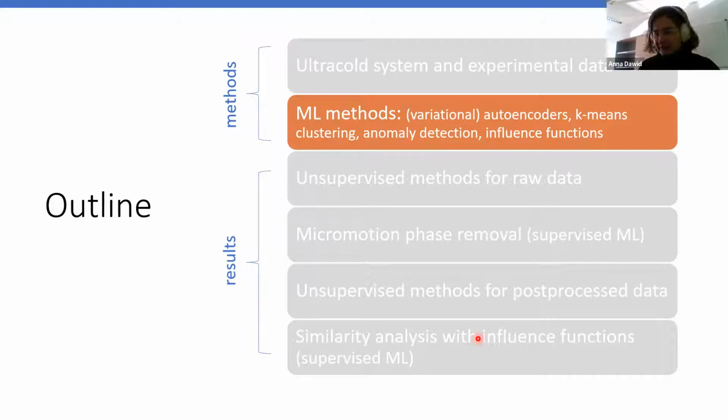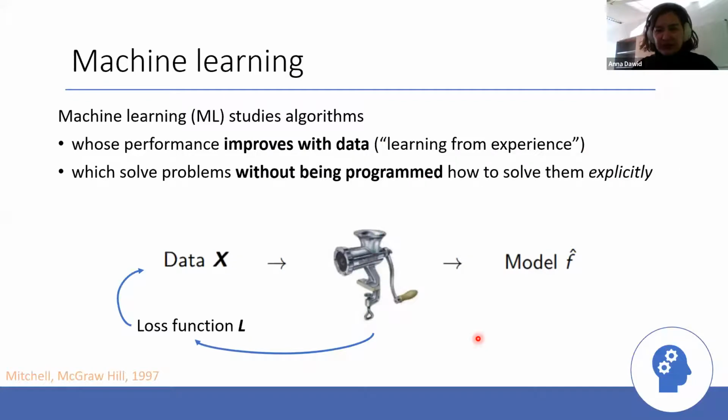I will start with the definition just so we are on the same page, but I won't go into much of the details. Machine learning is a set of algorithms, of tools, whose performance improves with data. So it mimics our human learning from experience. However, the definition I like even more is this one. These are approaches which solve problems without being told how exactly to solve the problem.